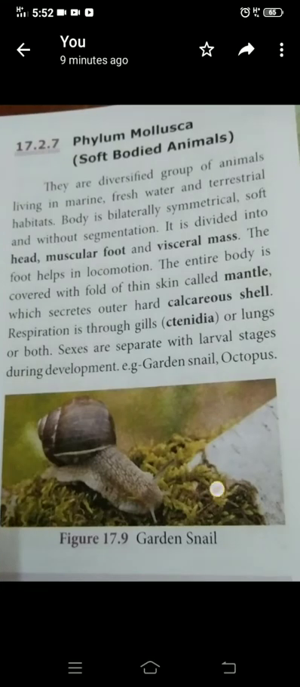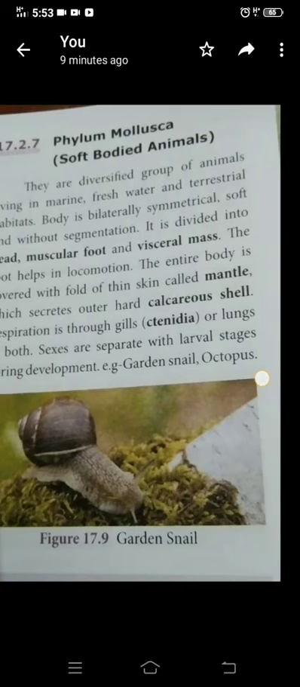And the next one is Mollusca. Phylum Mollusca is a diversified group of animals living in marine, freshwater and terrestrial habitats. Some animals live on land, some live in freshwater. So in all these places we are able to see molluscans.